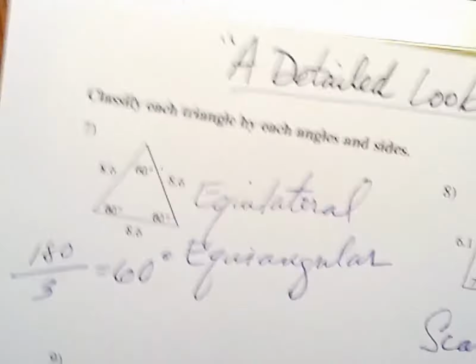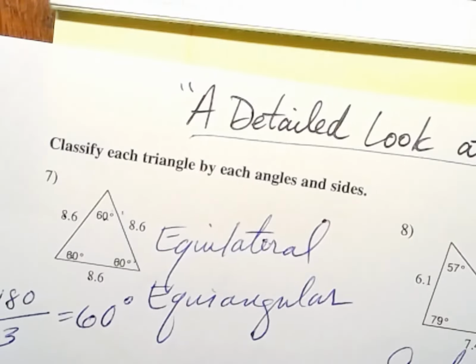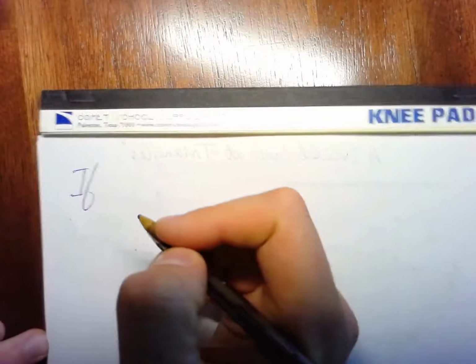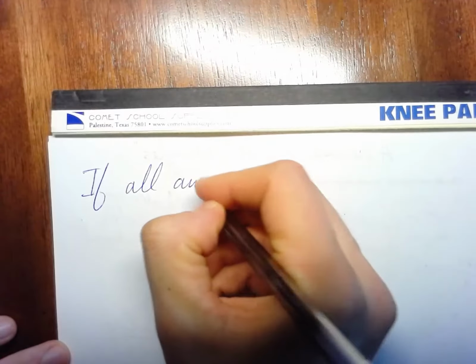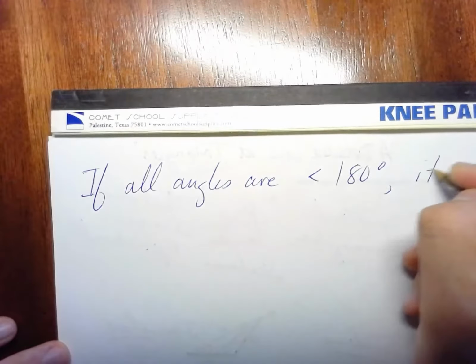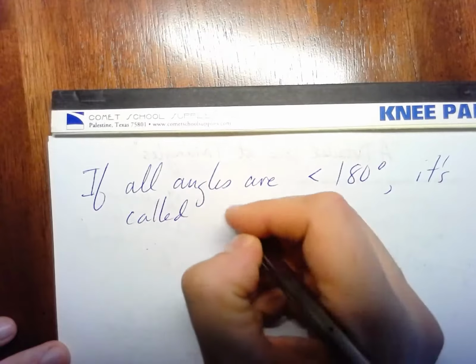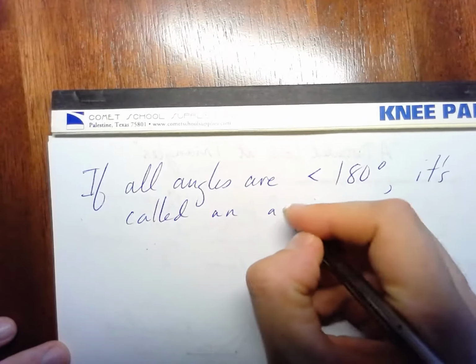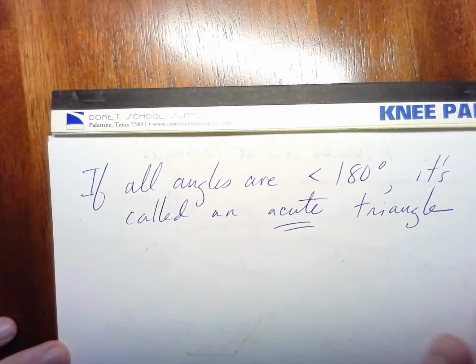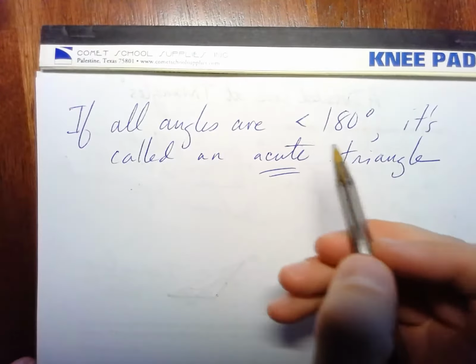I want to go back and mention some other words here. If you have all angles, so let me zoom out for this part. If all angles are less than 180, it's called an acute triangle because all the angles are acute. Acute means less than 180.